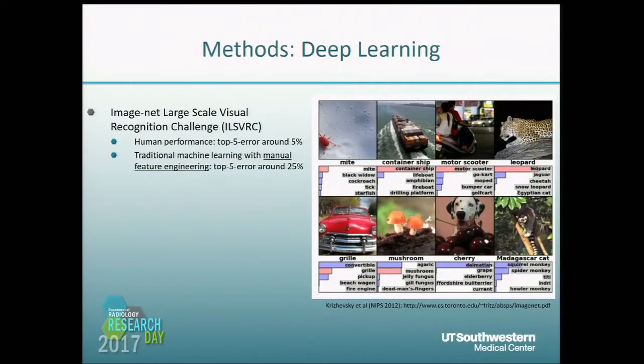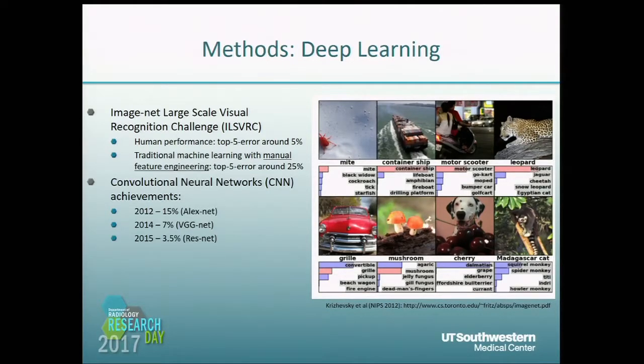What is deep learning? The ImageNet challenge was created by a group at Stanford that had real-world images, and the task was to label them with an algorithm. Human-level performance is thought to be around 5% error, and using traditional machine learning with manual feature engineering, the error was about 25%. In 2012, with CNNs, the error dropped to 15%. In 2015, the error was 3.5%, which is already below 5%, which is the human level.